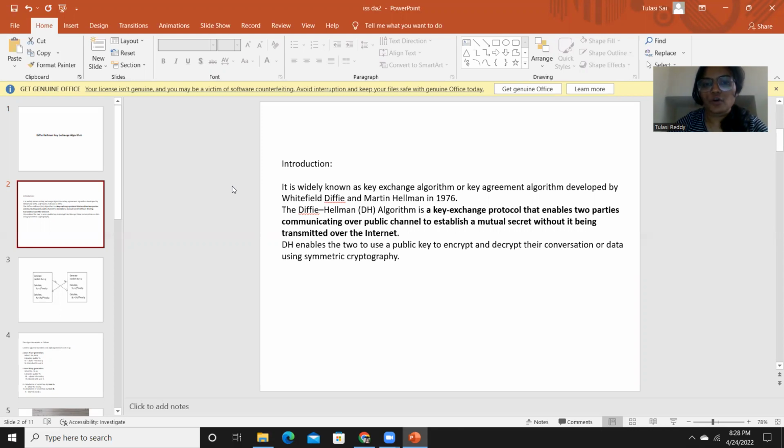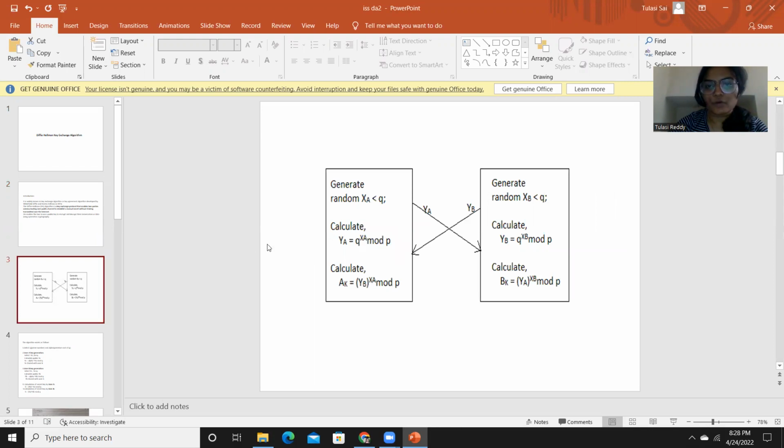This algorithm is based on mathematical principles. So the DH enables the two to use a public key to encrypt and decrypt their conversation or data using symmetric cryptography. This is a clear diagram of the generation that occurs in this process. This algorithm is based on elliptic curve cryptography, a method of doing public key cryptography based on the algebraic structure of elliptic curves over finite fields. The DH also uses a trapdoor function, just like many other ways to do public key cryptography.